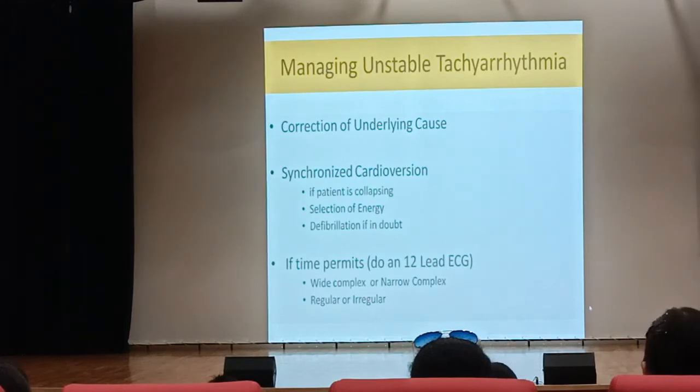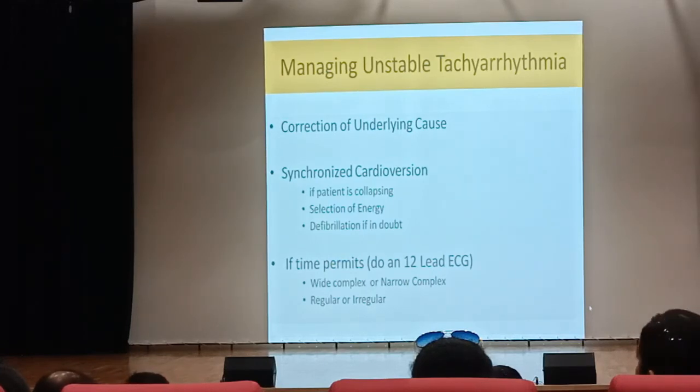So how do we manage? Again, we look at the underlying cause and try to treat that. Cardioversion is the solution here, as we talked, if the patient is hemodynamically unstable. The selection of energy will be different. For atrial flutter, it will be 50 joules. Atrial fibrillation, it will start from 100 joules. Monomorphic ventricular tachycardia, 50 joules, and you can escalate to 100 joules.